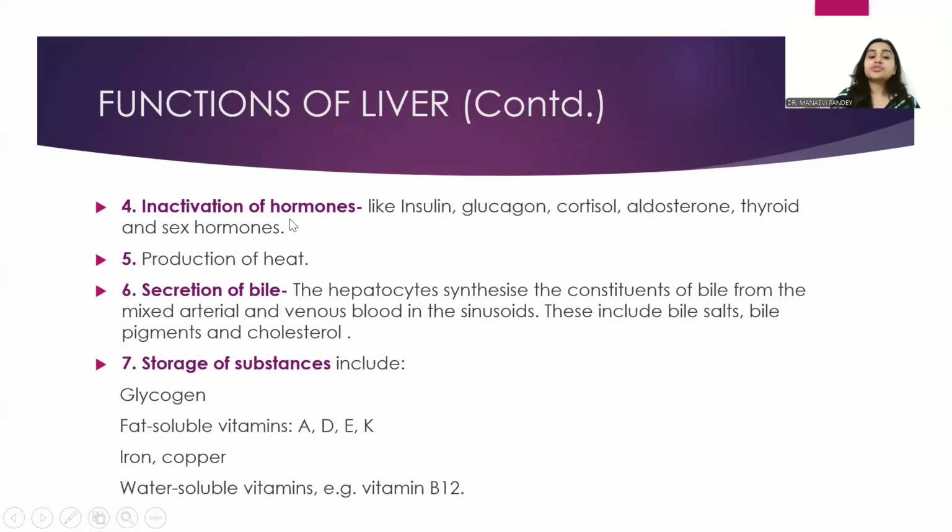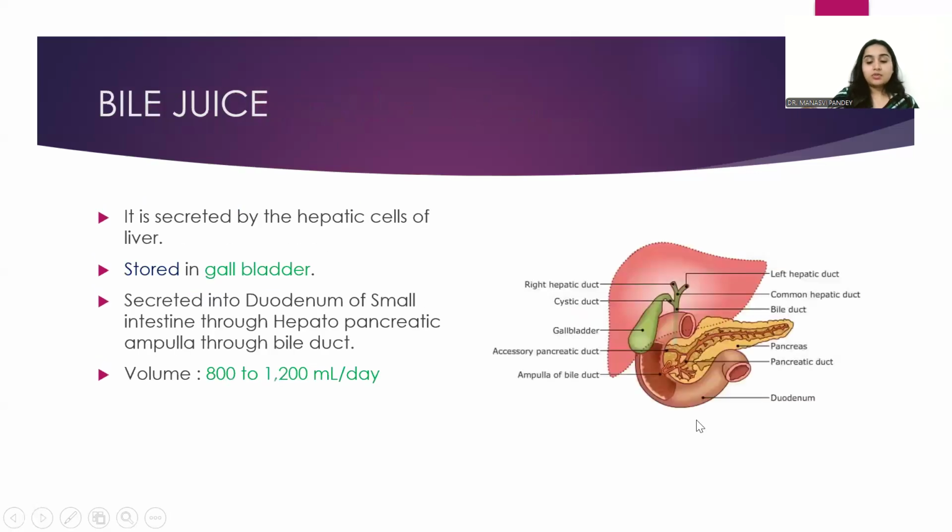Function of liver. Inactivation of hormones. It helps in inactivation of glucagon, cortisol, aldosterone, thyroid hormones, sex hormones, and insulin. It helps in production of heat. It helps in secretion of bile. The hepatocytes synthesize the constituents of bile from the mixed arterial and venous blood in the sinusoid. This includes bile salts, bile pigments, and cholesterol. We'll read about it later. Storage of substances: what are all stored? These are glycogen, fat soluble vitamins like vitamin A, D, E, and K, iron, copper, and water soluble vitamins like vitamin B12.